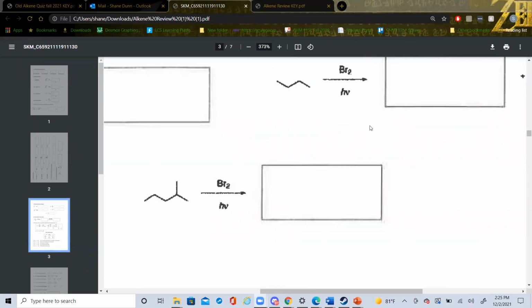For this one right here, there's only one box because there's only one possible place, and it's not chiral. The bromine is going to attach here because that is the best place for a radical to form. So it's just simply going to be that one right there.